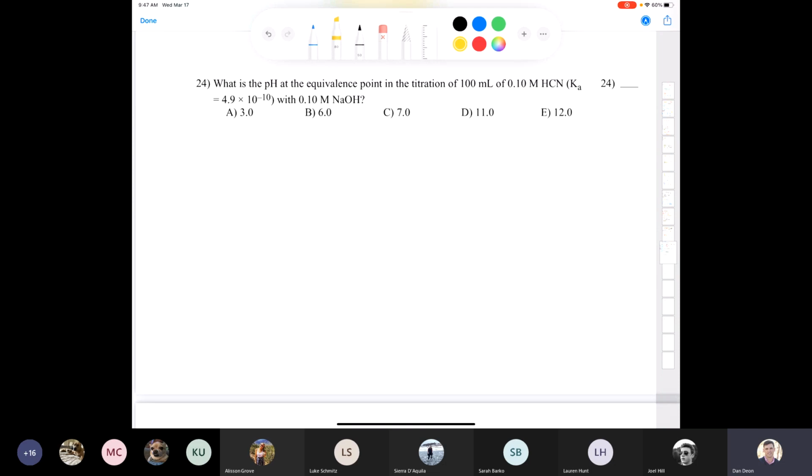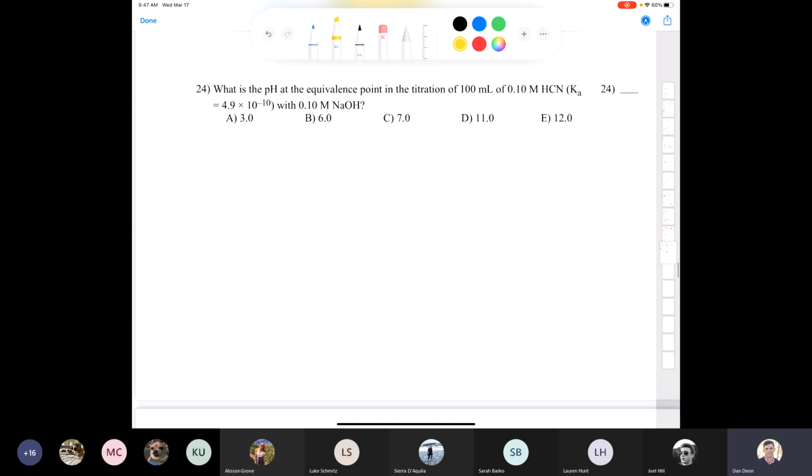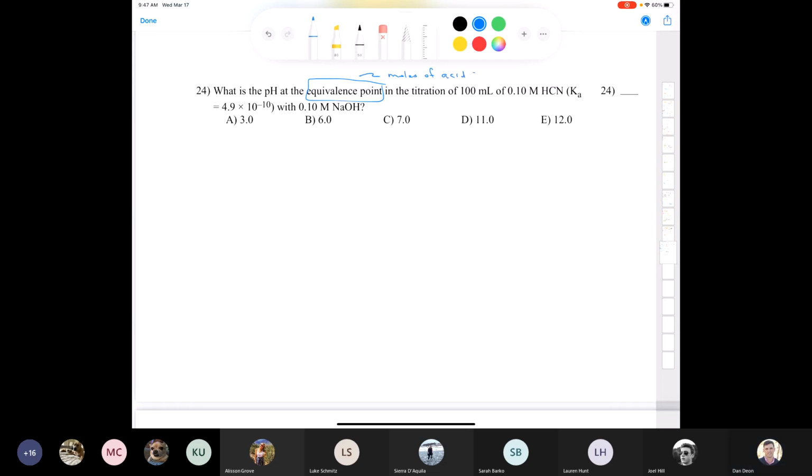It asks you, what's the pH at the equivalence point when you titrate 100 mL of hydrocyanic acid, which has a concentration of 0.1 molar, with 0.1 molar sodium hydroxide? Well, you need to know what an equivalence point is, don't you? An equivalence point is simply the point where the moles of acid are equal to the number of moles of base that you've added.